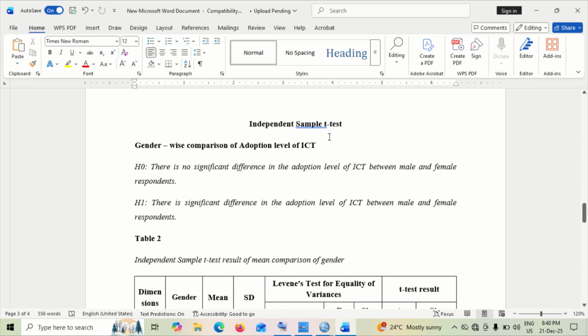Independent sample t-test. Gender-wise comparison of adoption level of ICT. First of all, we have to set the hypotheses, null hypothesis and alternative hypothesis. The null hypothesis is that there is no significant difference in the adoption level of ICT between male and female respondents. The alternative hypothesis is that there is a significant difference in the adoption level of ICT between male and female respondents. And we have given this as table number 2 because the one sample t-test is given as table number 1.